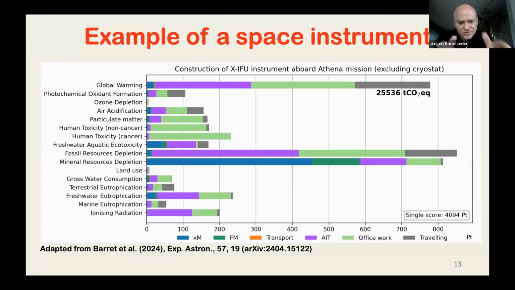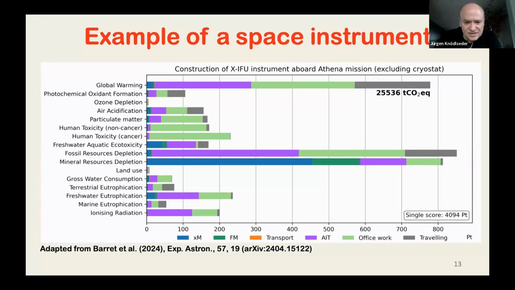And when you come to the object itself, this is mineral resource depletion. You see it shows different models, pre-flight models in blue and the flight model in green. Again, it's the use of electronics in the instrument that creates a lot of the impact here.